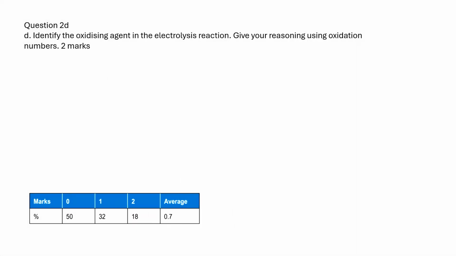Carbon dioxide is an oxidizing agent. The oxidation number of carbon in carbon dioxide decreases from +4 to -2 in ethanol, so carbon dioxide gains electrons. The molecule gaining electrons is an oxidizing agent.